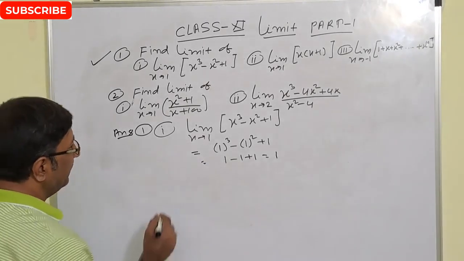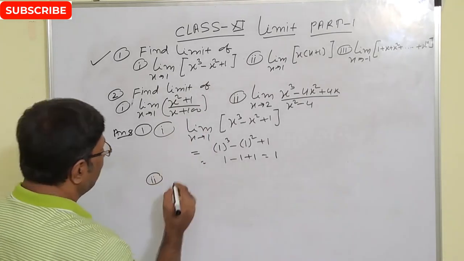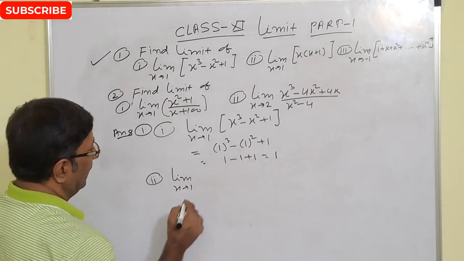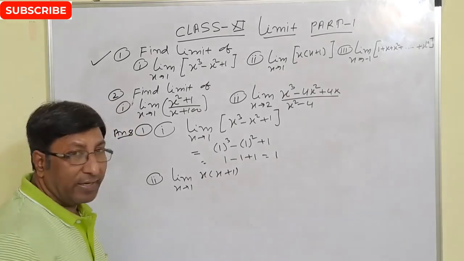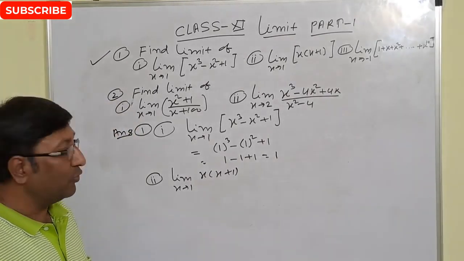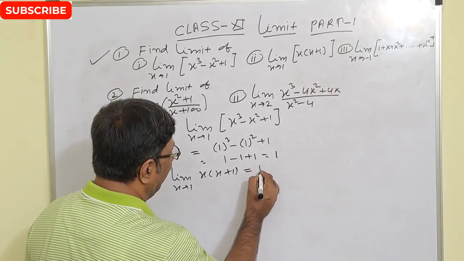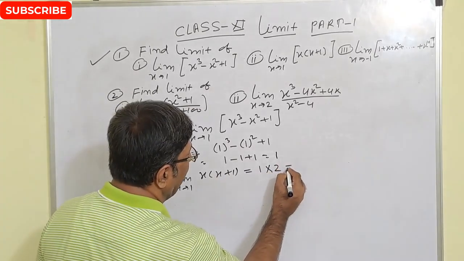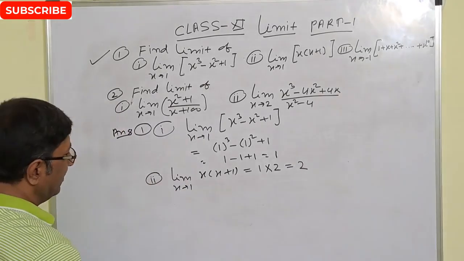In the same way, there is a second question. So what is the second question? Limit x tends to 1 and here x into x plus 1. So again here x tends to 1. So just put the value x equal to 1. So if we put x equal to 1, we get 1 into 1 plus 1, that is 2. So our correct answer is 2.